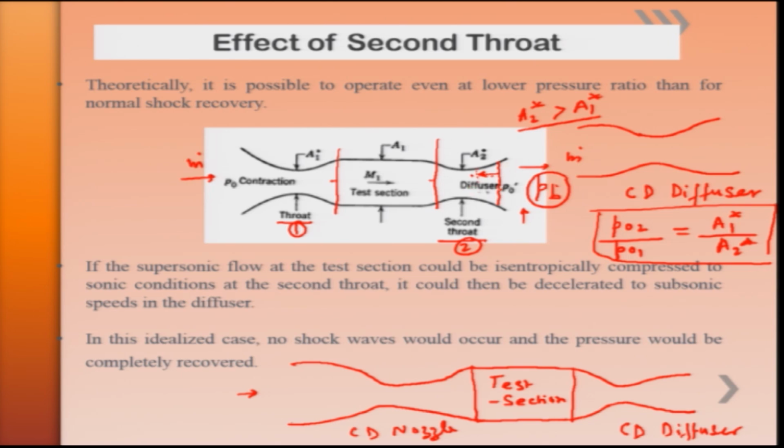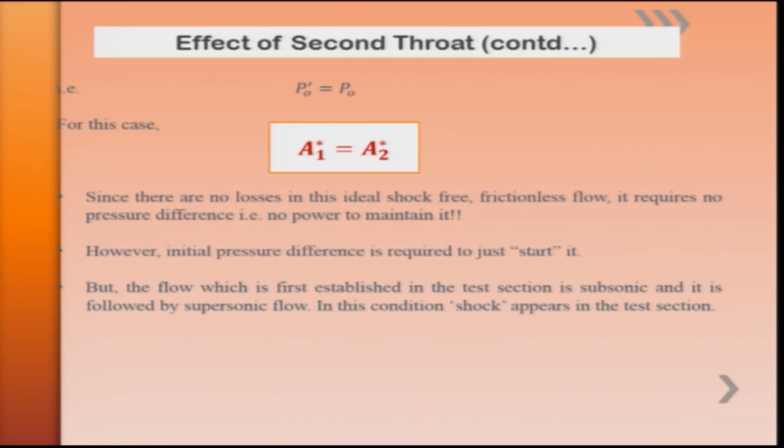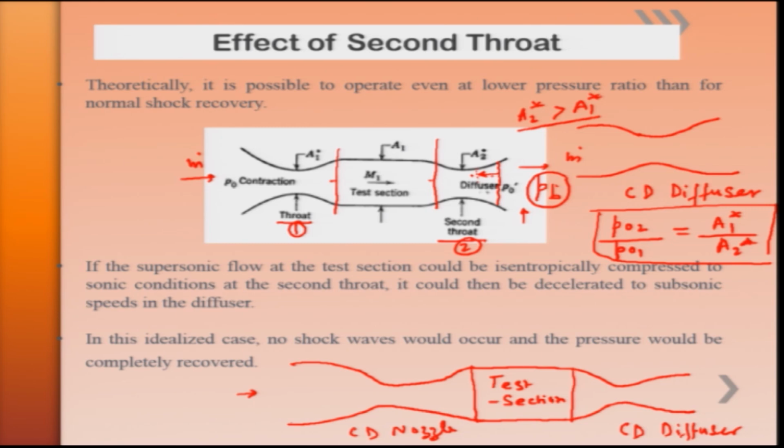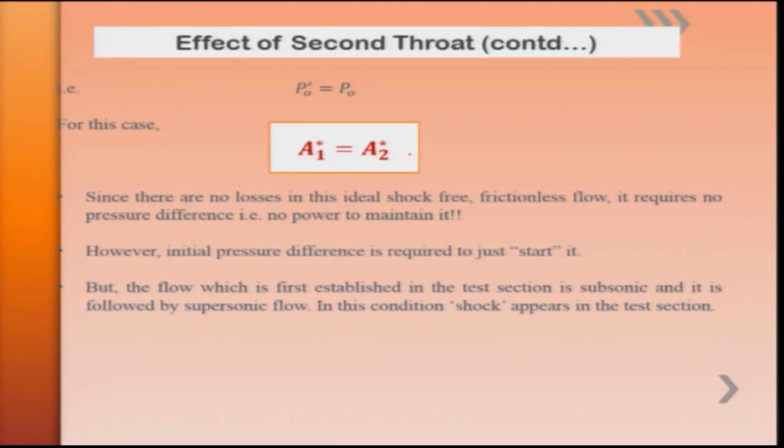Therefore the waves become almost of negligible strength, and you essentially find theoretically that the whole supersonic wind tunnel is isentropic, which is desired. And in this idealized condition, when the shock wave is just standing at the second throat exit with negligible strength, theoretically A1 star will become equal to A2 star, but in a practical scenario this never happens.